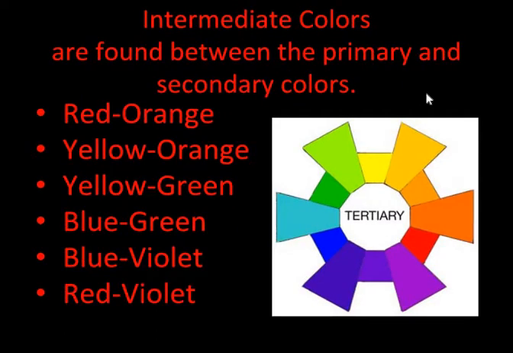Intermediate colors are found between those primary and secondary colors, and those are all your hyphenated colors. So like the red-orange, or the orange-yellow, or the yellow-green, or the blue-green, or blue-violet, or red-violet. They're also called tertiary colors. So the intermediate colors are found between those primary and secondary colors, and they take the name of the colors that you mix to make them.